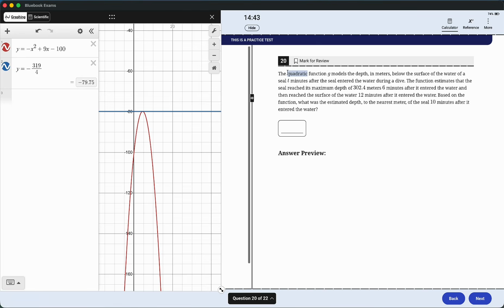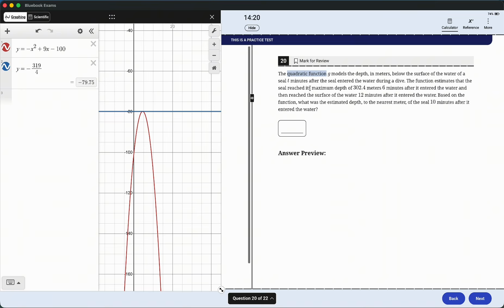Next one, they tell you it's a quadratic function, right? So again, a lot of times they tell you, we saw problems before that said linear, line, model of a line, whatever, right? Exponential. They tell you a lot of times, right? That's really important, right? So here it's a quadratic function, and it says it models the depth in meters below the surface of water of a seal t minutes after the seal entered water during a dive.